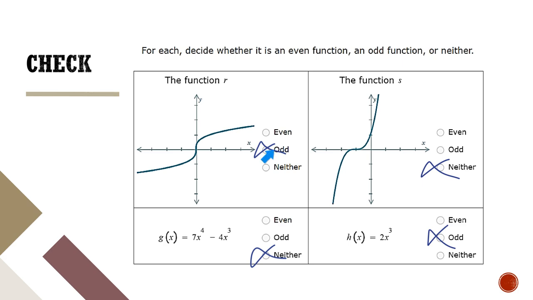So hopefully you tried it, you got odd. This is neither because it's shifted. This one, if you flip it upside down, it's good. This one's neither because it has an odd and an even power, which will not allow us to have either of them, honestly. And this is going to be odd because it does just have that odd power and nothing else.